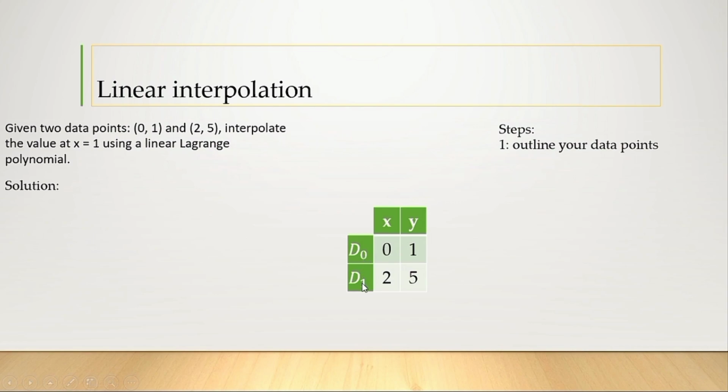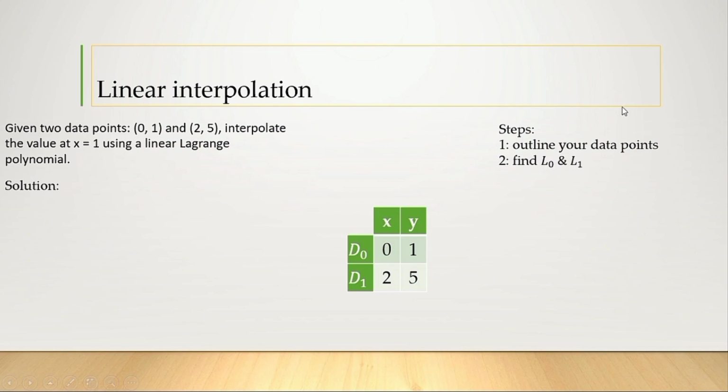So meaning this is going to be x0, and then this is going to be x1, this is going to be y0, and this is going to be y1. Right? So for x0 here we have 0, y0 we have 1, for x1 we have 2, and for y1 we have 5. So the second step is we need to find the point for L0 and for L1.